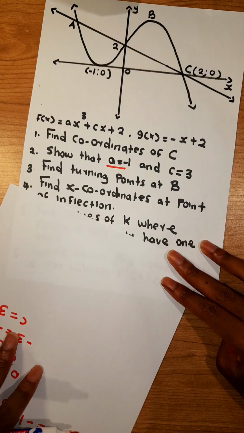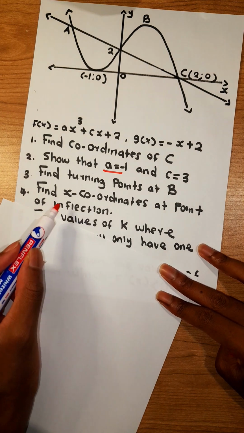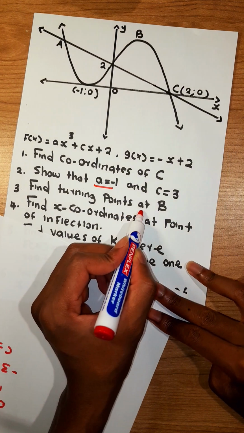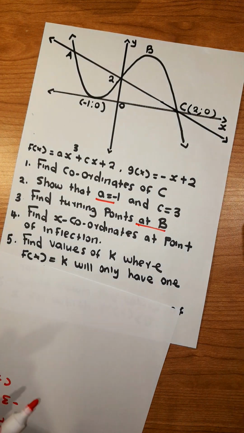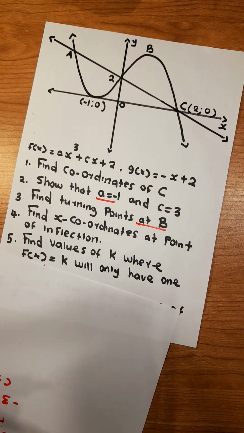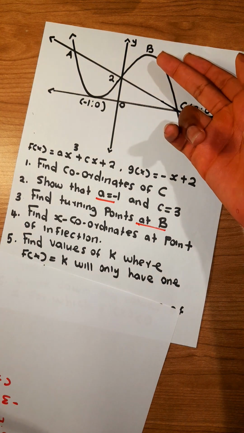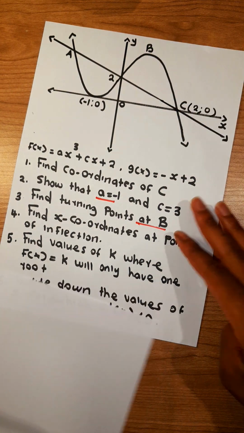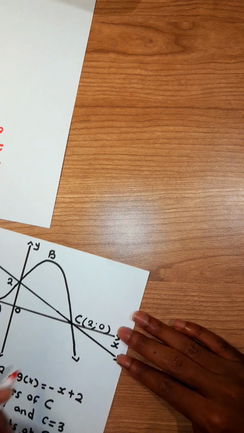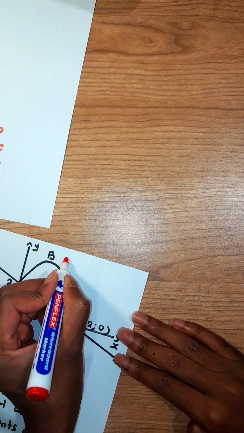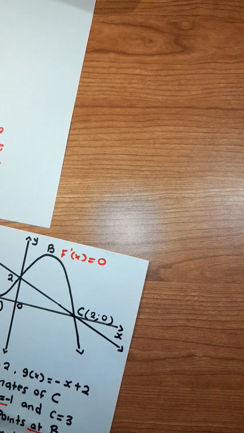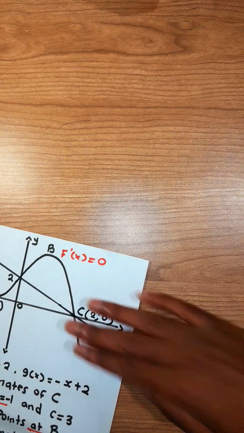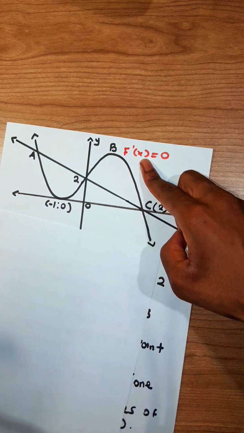Now, let me just turn this paper upside down. They now say we need to find the turning points at B. What is the turning points at B? The turning point at B is actually the first derivative. What do we know about the first derivative? We know that the gradient at the turning point is going to equal 0.